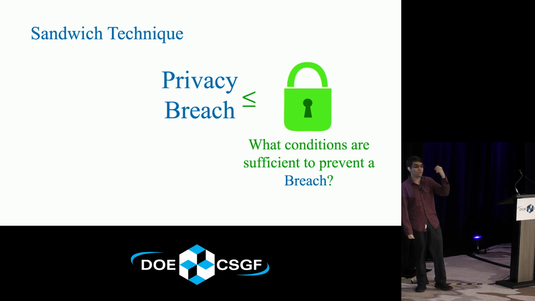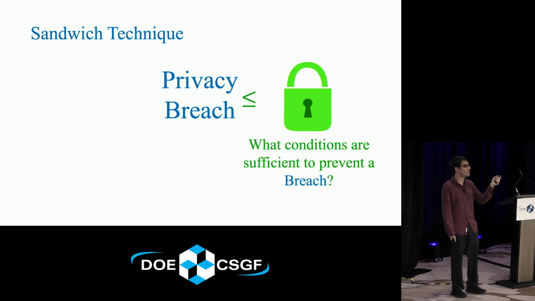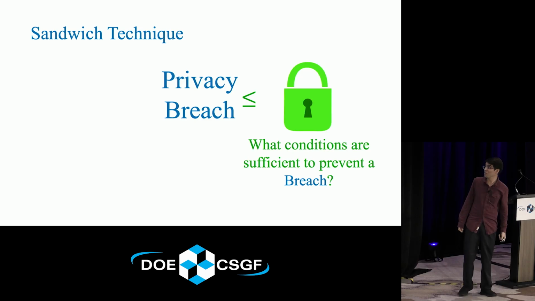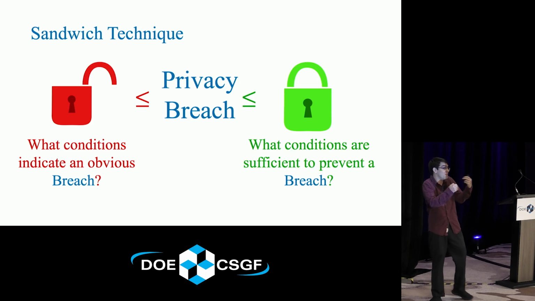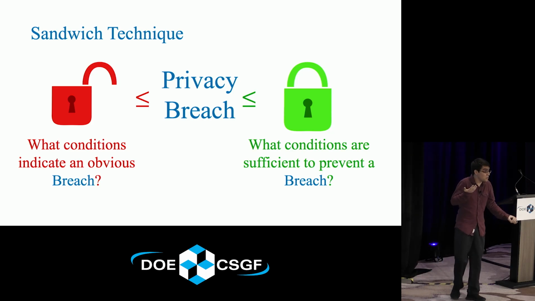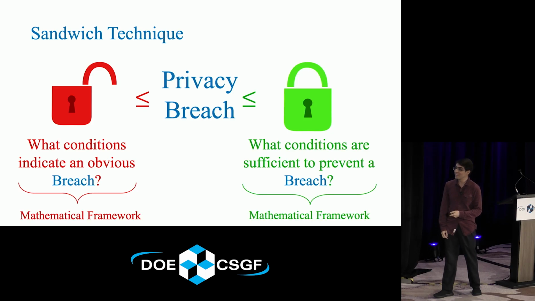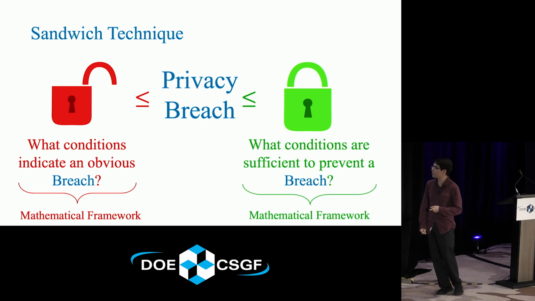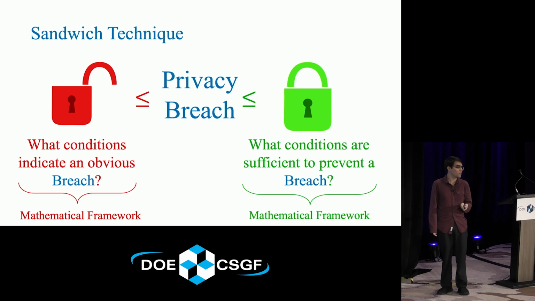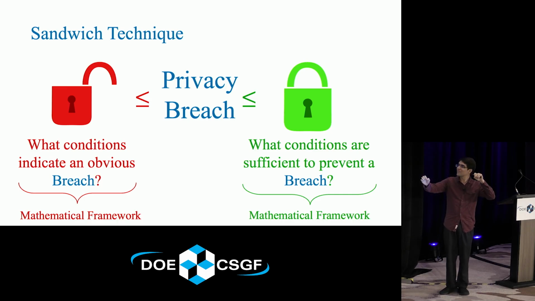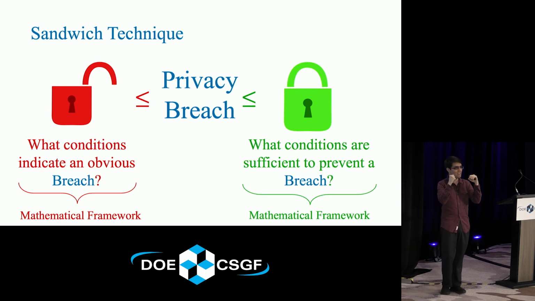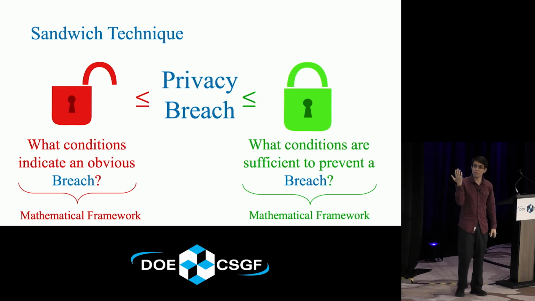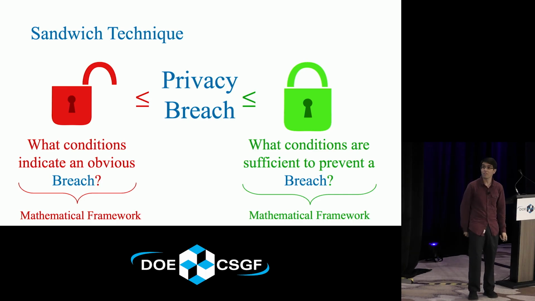So you can give an idea of a very, very private algorithm that any reasonable person will call private. That's easy to do. And you can do the opposite. You can write down which conditions indicate that a very obvious breach is coming. You can do that too. And the key insight here is that both of these extremes are easier to give a mathematical framework. And because you have these two approaches, you can sandwich this vague idea of a privacy breach between these two bounds. And that's how, at least this community has decided to think about privacy breaches.